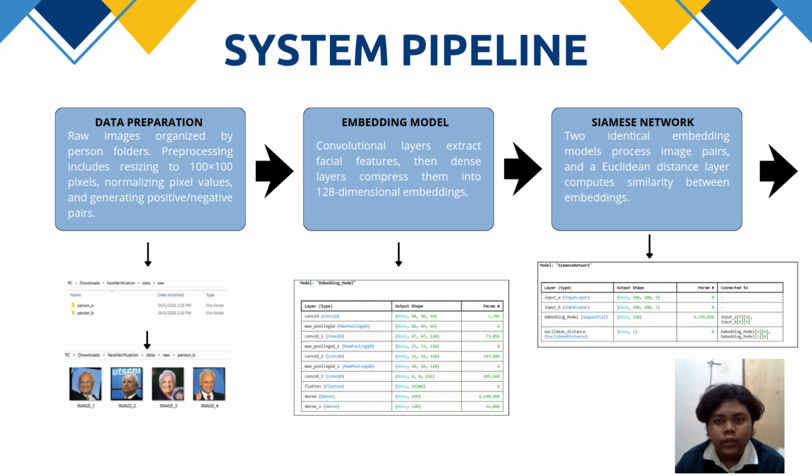Next, the embedding model is fed into the Siamese network. This uses two identical models to process the image pair. A Euclidean distance layer then computes how similar the two embeddings are. So this is my Siamese network table. Okay, next.